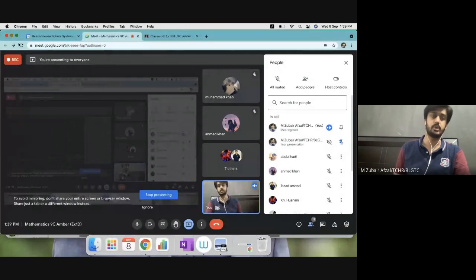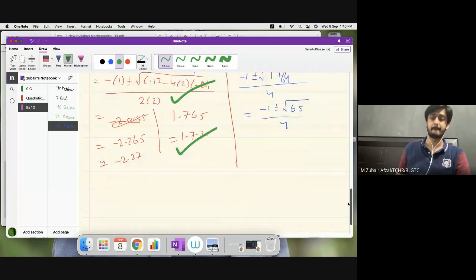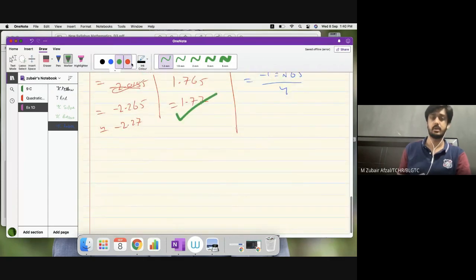You may ignore some of these steps, it doesn't matter. The important steps are these three: formula, placing of values, and the final answer. These are the important steps. We'll do a few more questions. If you have any confusions, they will be clarified.